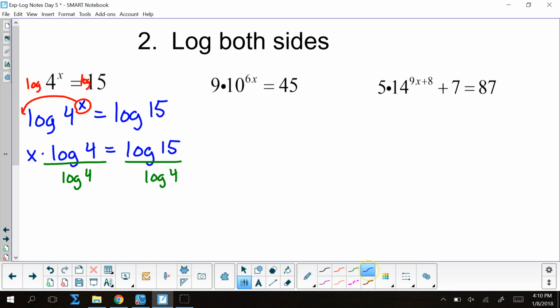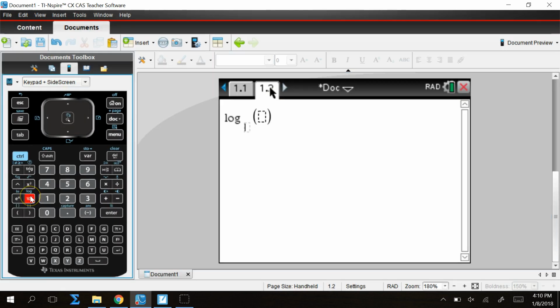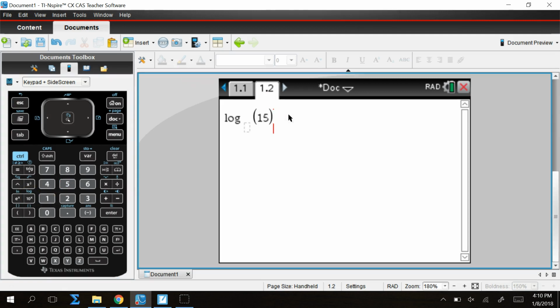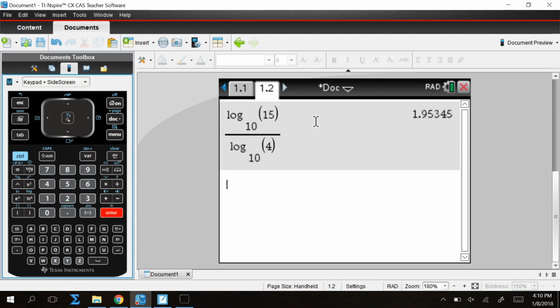And so then x here is going to equal log of 15 divided by log of 4. So that would be the log of 15 divided by the log of 4 right there. And so that gives me 1.95, we'll call it 1.953.